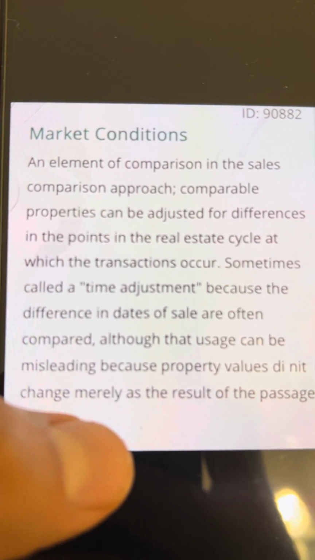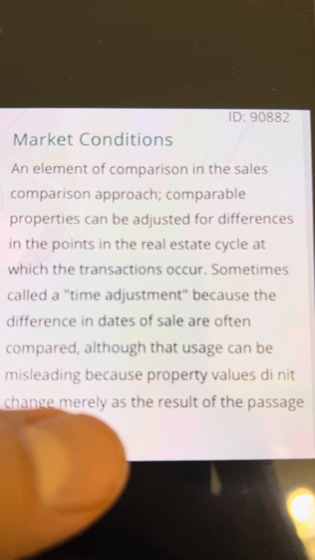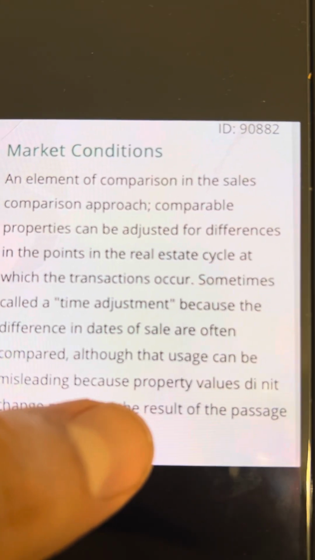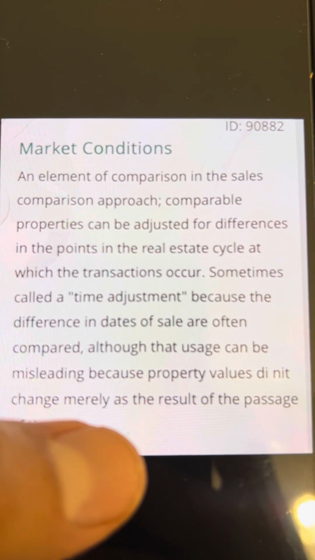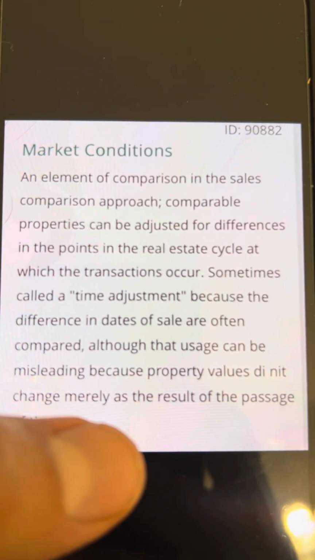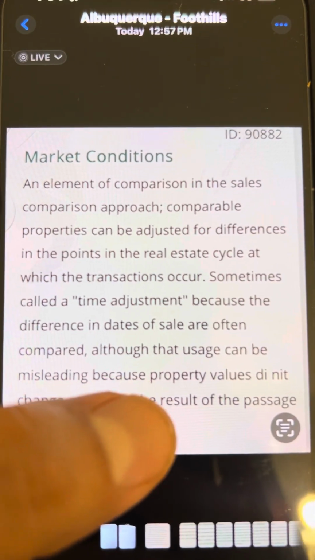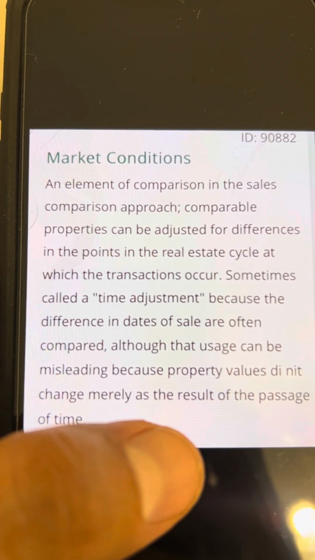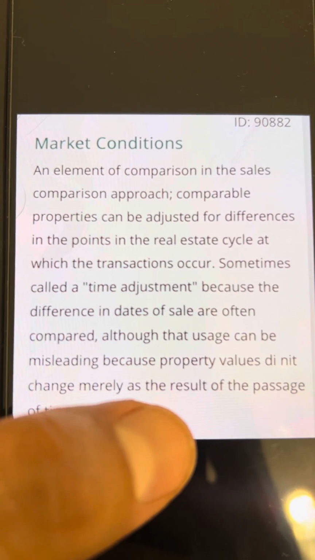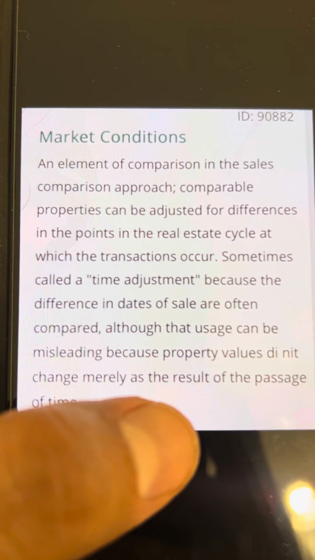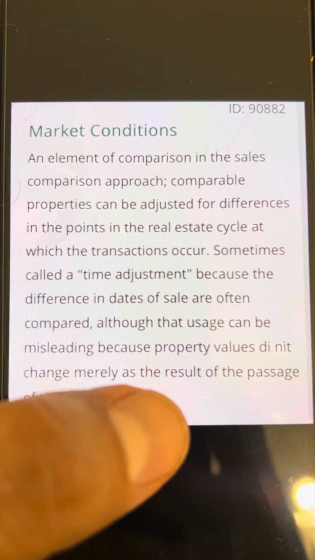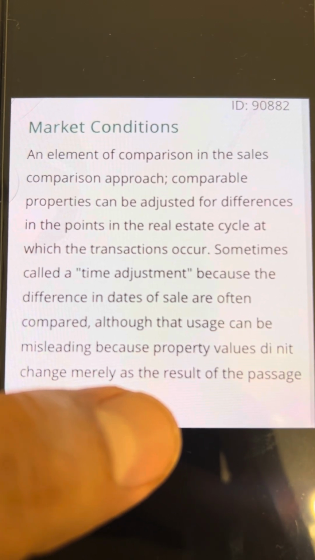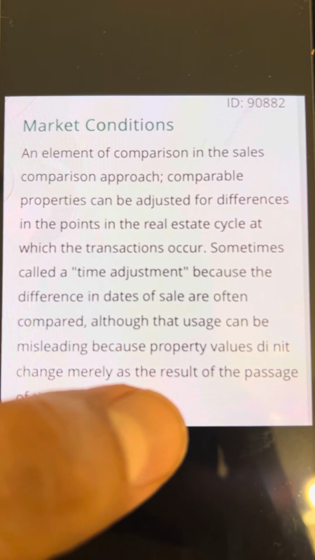Number 1, an element of comparison in the sales comparison approach. Comparable properties can be adjusted for differences in the points in the real estate cycle at which the transactions occur, sometimes called a time adjustment, because the difference in dates of sale are often compared, although that usage can be misleading because the property values didn't change merely as the result of the passage of time. The answer is market conditions.